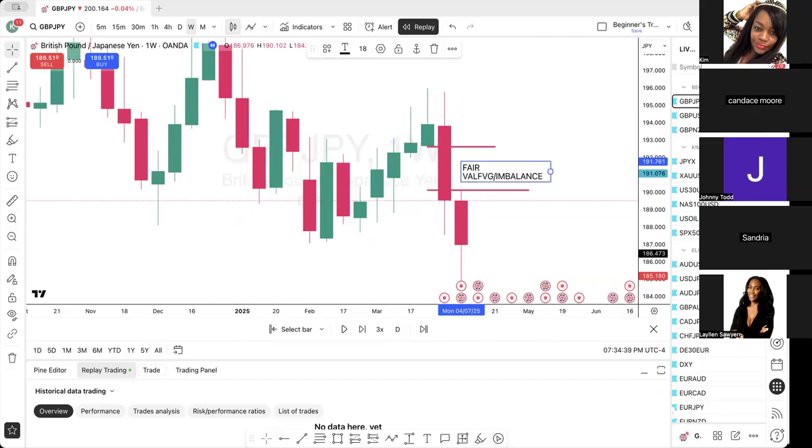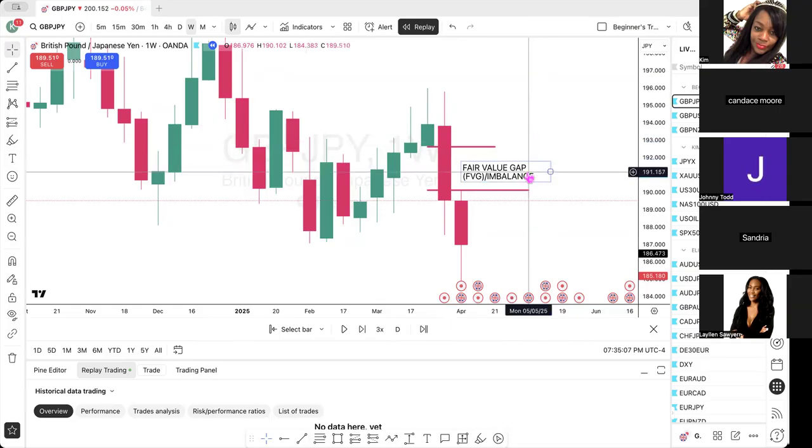And what does that do? It helps you. It is a sign that price is starting to move in the direction that you're looking to take your buy or sell. Okay.